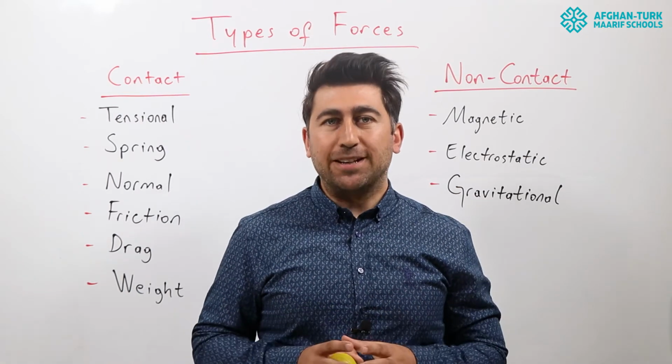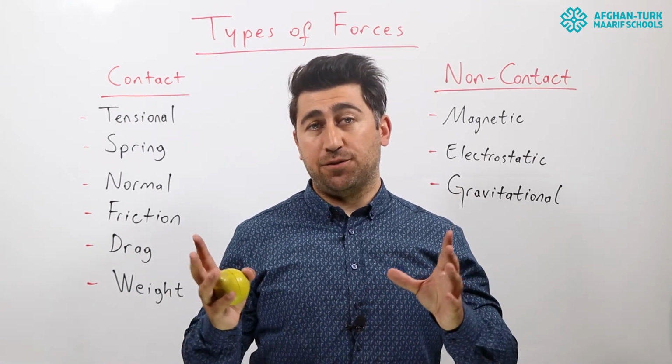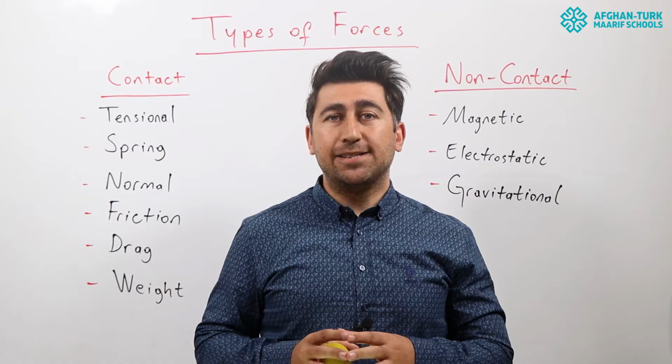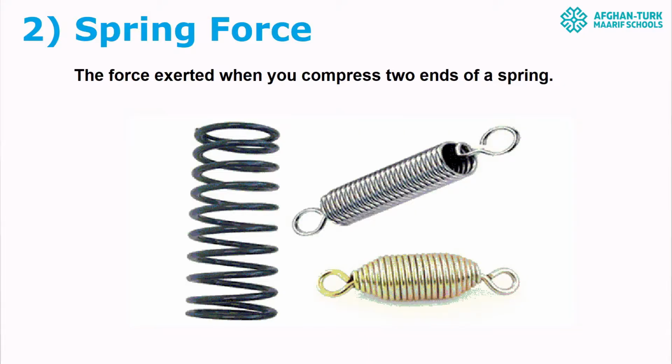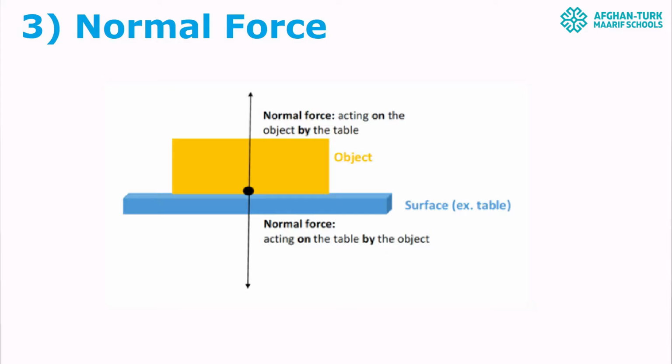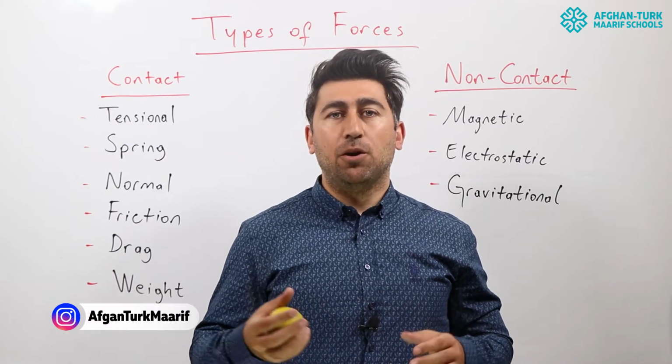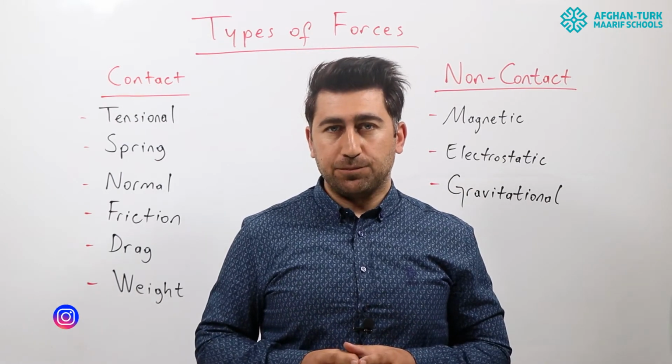Contact forces can be classified into 6 different types. Tensional force, such as a rope being pulled tight. The tension on the rope is a tensional force. Spring force, such as the force exerted when you compress the two ends of a spring. Normal reaction force, where one body provides a reaction against a force exerted upon it, such as a ball bouncing on a blacktop or a book on a table.